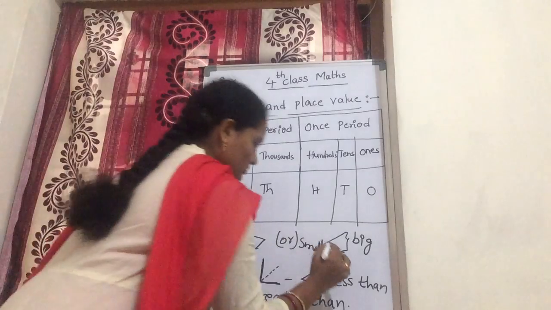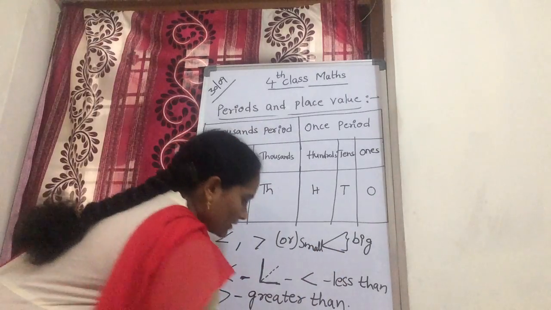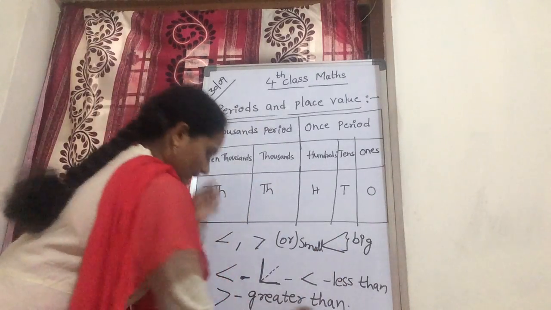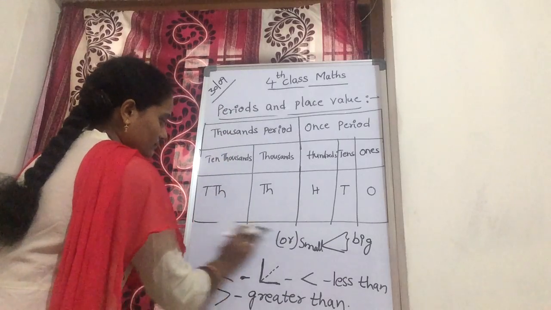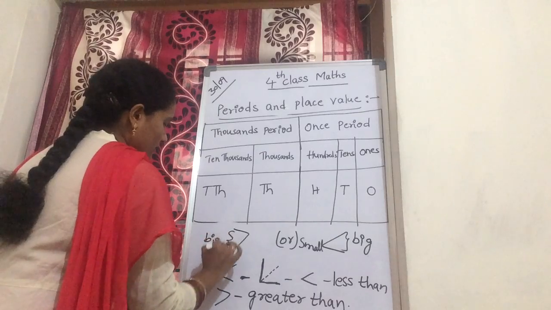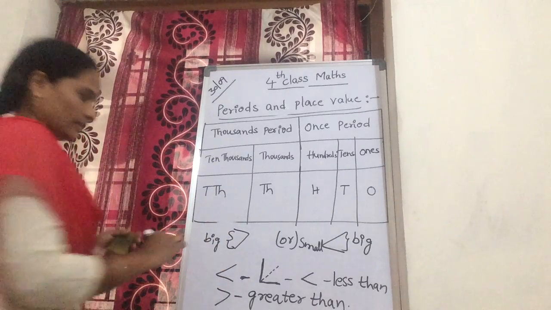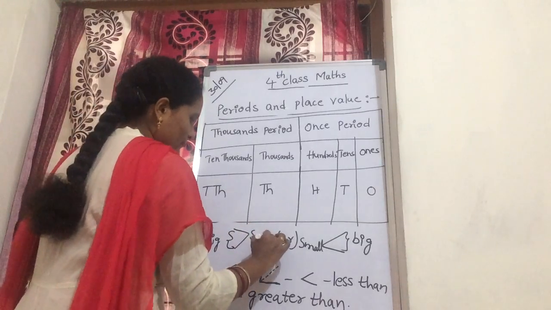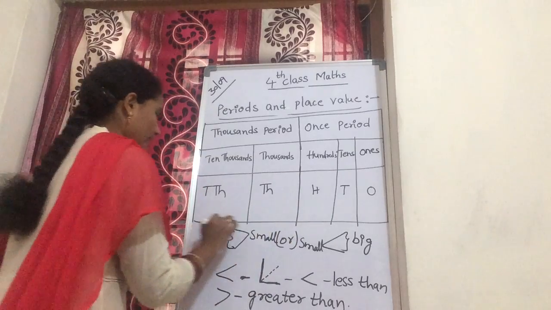Okay. Now next one. This is greater than. In greater than, this is the opening side. The opening side always takes the big number and the closing side always takes the small number. Still any doubt in this one?